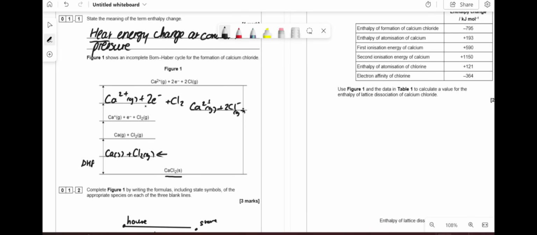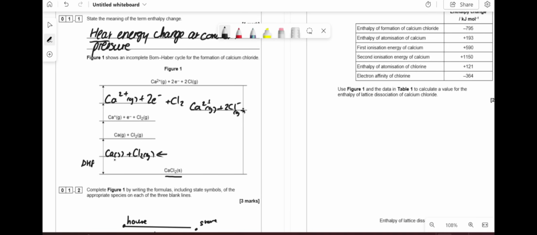So the enthalpy of formation, for example, is where you're making 1 mole of a substance in its standard condition from its elements in their standard states, and so on. You're going from elements to the end product, so that has to be enthalpy of formation. You can use those enthalpy definitions to work out what each step is.